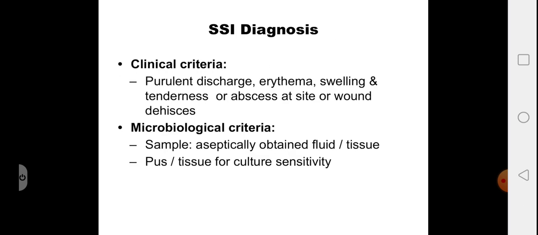Coming to the diagnosis, it's based on clinical criteria and microbiological criteria. Clinical criteria include purulent discharge from the operated site, erythema, swelling and tenderness at that site, or abscess at that site, or wound dehiscence. Then, looking into microbiological criteria, you have to collect the sample aseptically. The preferred sample is tissue, or it can be a fluid, that is pus. Sample collection is very important in microbiology because we want to isolate the pathogen but not any contaminant. And this pus or tissue sample should be subjected to culture to isolate the pathogen.